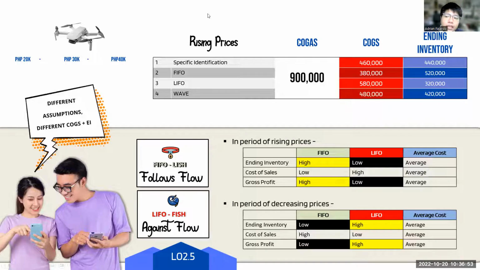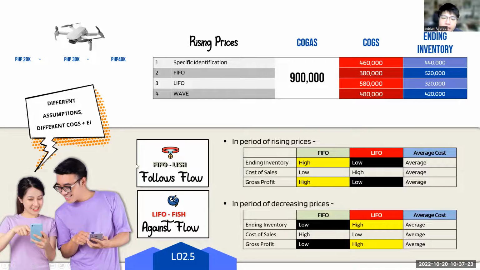And kindly take note that in the period of rising prices, your ending inventory for FIFO will be very high and your gross profit will be very high. For LIFO, it will be low. And then for average cost, it will be average. And then, baliktad. In the period of decreasing prices, your FIFO will have the lowest ending inventory and gross profit, but your LIFO will have the highest, right?